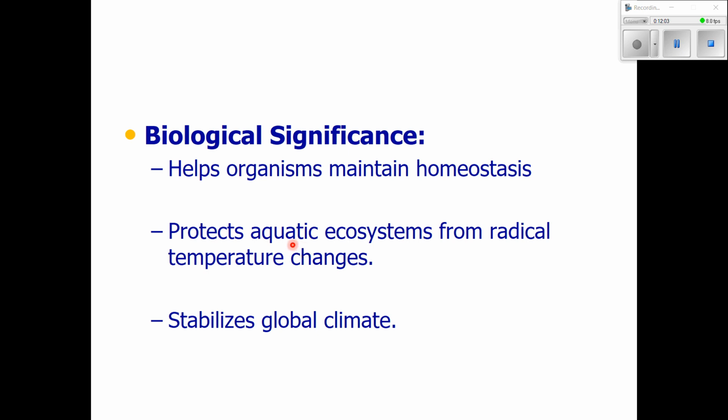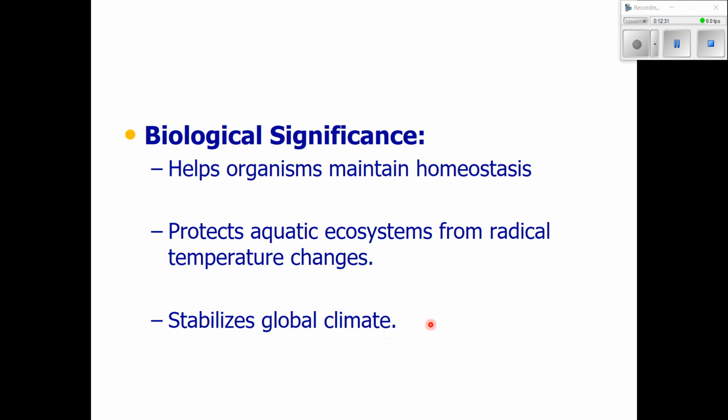But aquatic ecosystems like oceans and large lakes hardly change temperature at all. They never change more than maybe 1 or 2 degrees in an overnight period. And finally, all the water that we have on planet Earth, and we do have something like 78% of the Earth's surface covered in water, all of that water stabilizes the global climate.